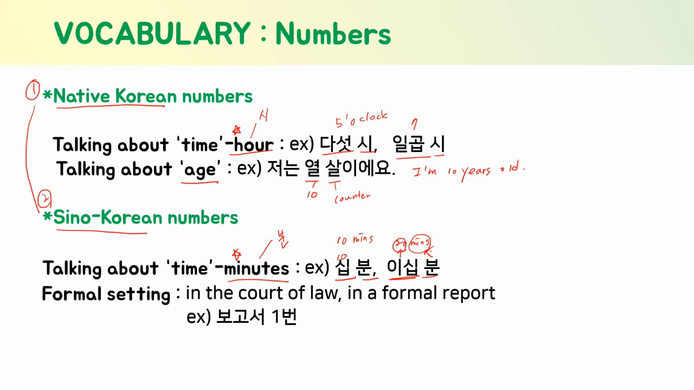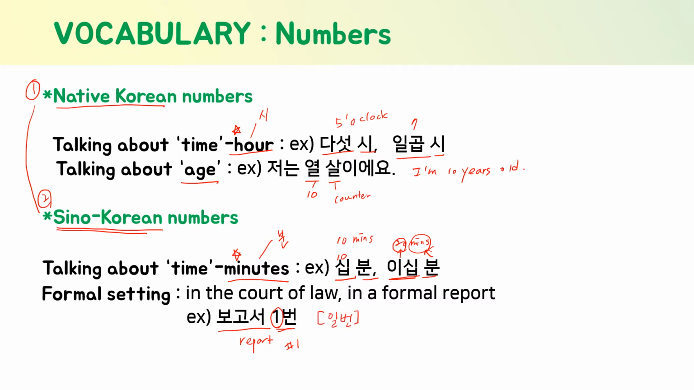But in a formal setting, like in a court of law or in a formal report, we always use the Sino-Korean number. For example, 보고서 1번. 보고서 means report. So report, case number 1. We call it 일번, in Sino-Korean numbers.